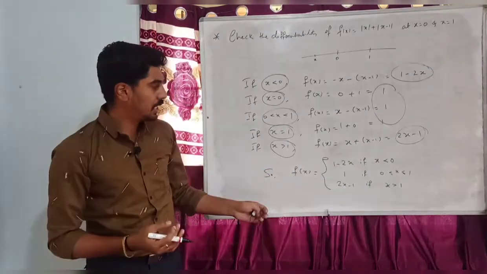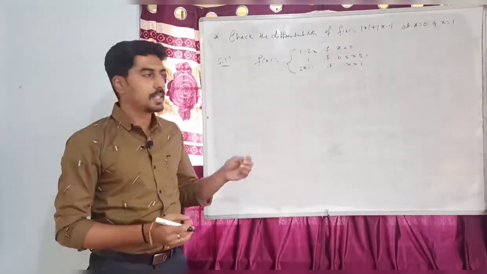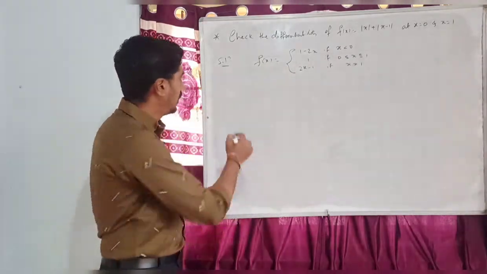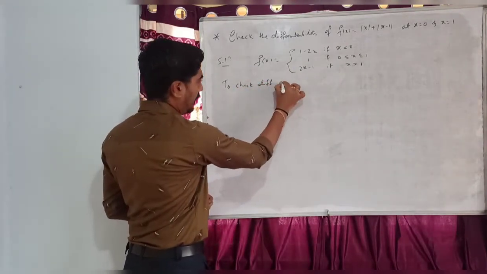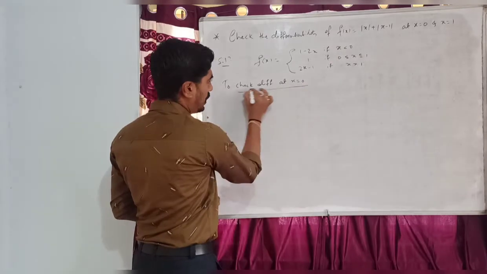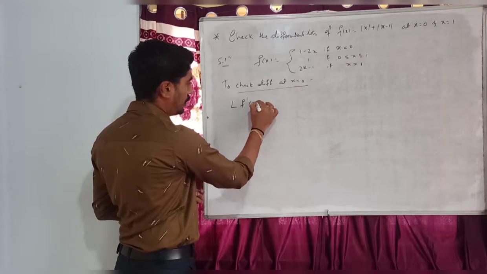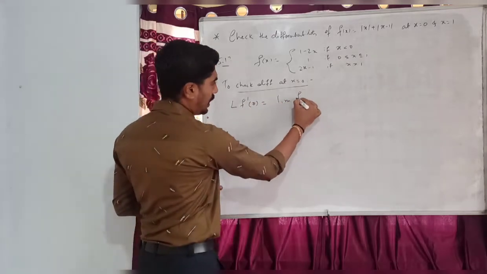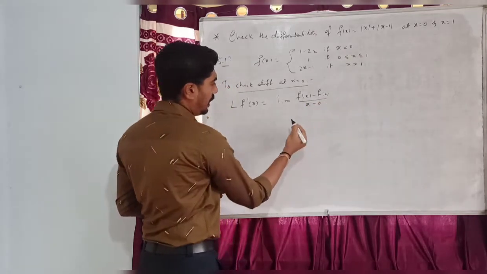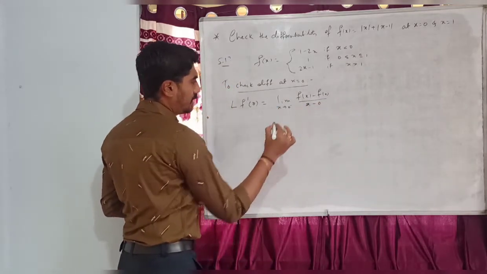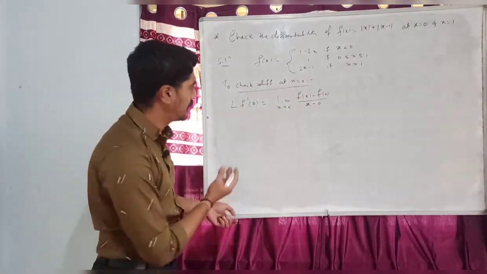Now it is easy to check the differentiability at x equal to 0 and at x equal to 1. First, let us check the differentiability at x equal to 0. To check differentiability at x equal to 0, first I consider the left hand derivative L f dash of 0, which is defined as limit of f of x minus f of 0 divided by x minus 0 as x tends to 0 minus. I substitute x equal to 0 minus h and take limit as h tends to 0.